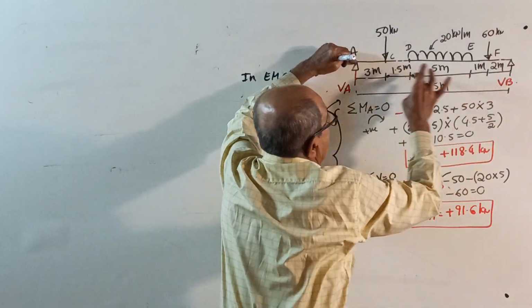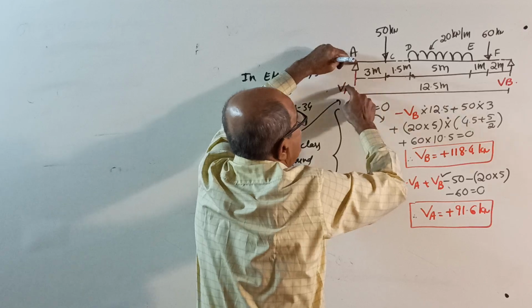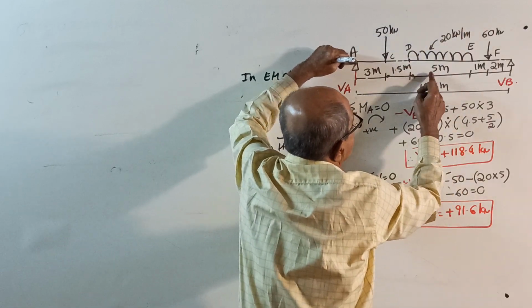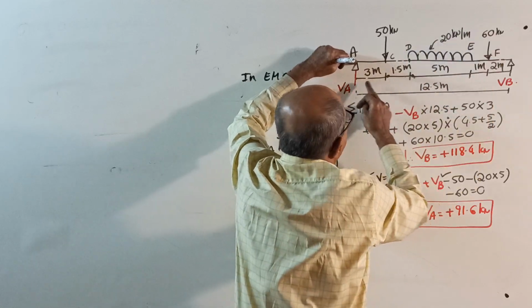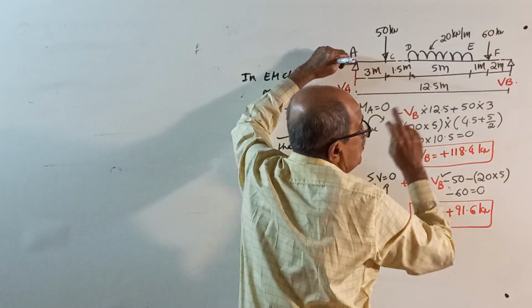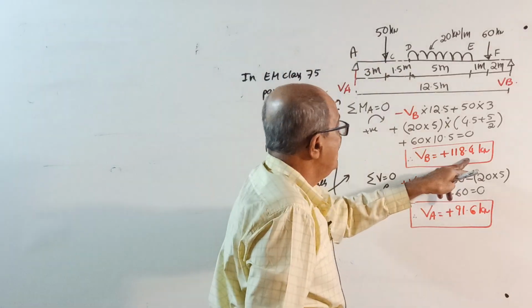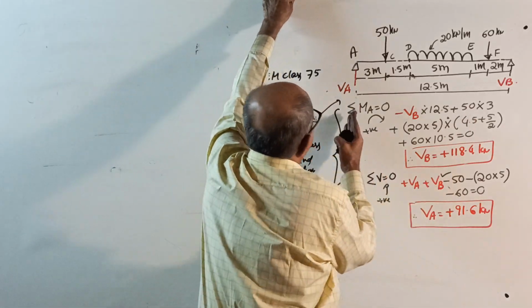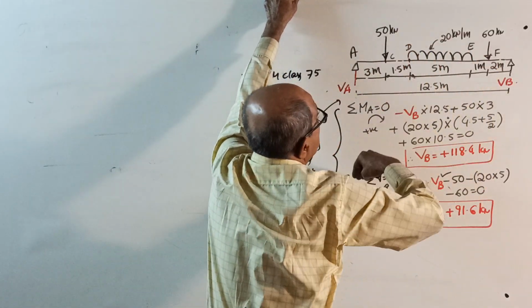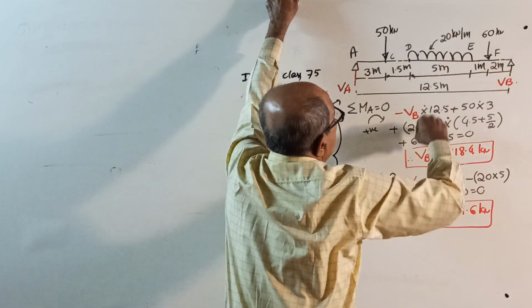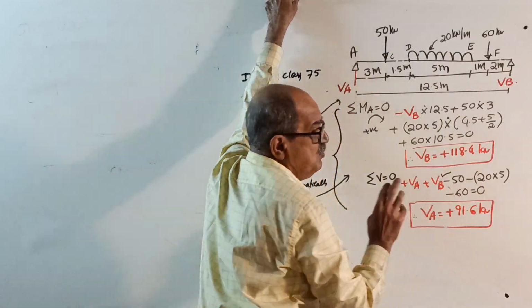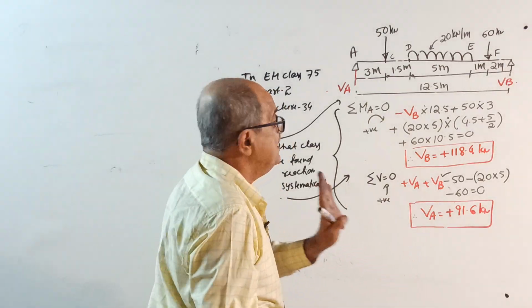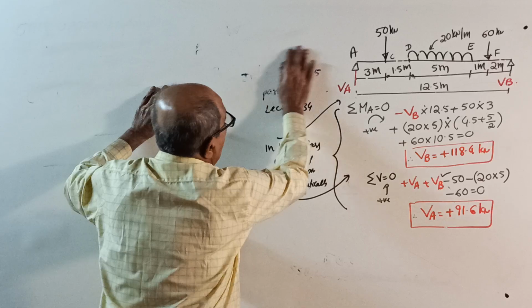Minus VB into 12.5 plus 50 into 3 plus 20 into 5, the total load, into 4.5 plus half of 5, plus 60 into 10.5 equal to 0. We got VB as 118.4. I noted it down. Sigma V equal to 0: VA plus VB minus 50 minus 60 minus 20 into 5 equal to 0. We got VA. Write this much. Once you write all these, you write.